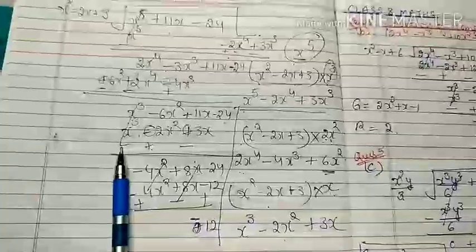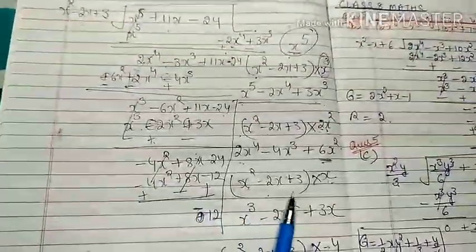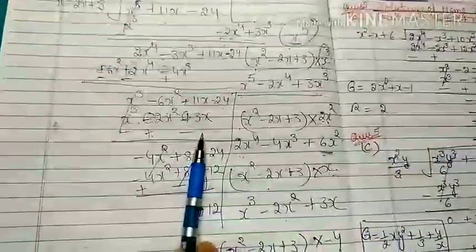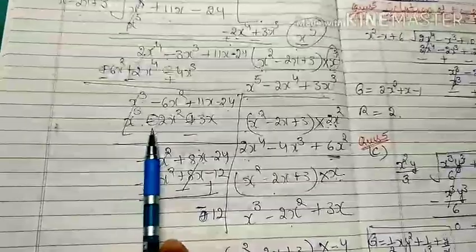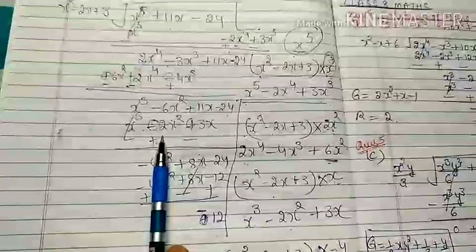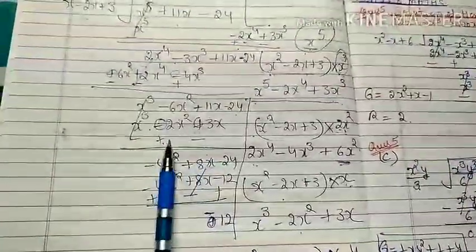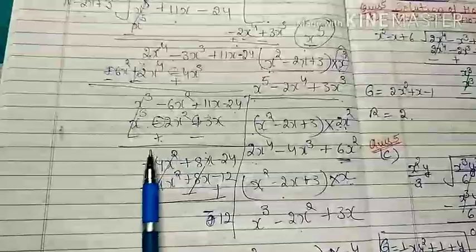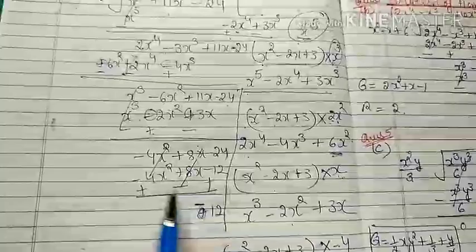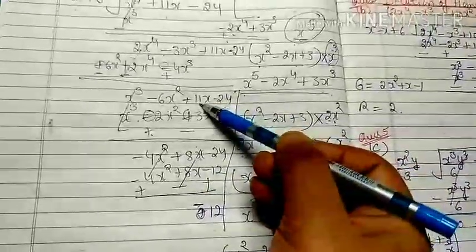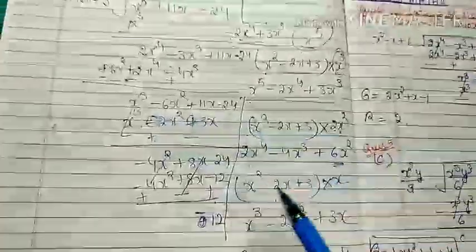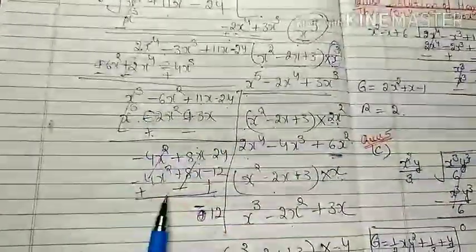Now my next target is to remove x cube, so I multiply x square minus 2x plus 3 with x, gives me x cube minus 2x square plus 3x. So I write under the like terms, subtract, because in subtraction in column method you very well know that in the downward polynomial equation, sign is changed. So this is subtracted. Minus 6 plus 2 gives me minus 4x square plus 8x minus 24. Plus 11 minus 3 gives me 8x minus 24 as it is, because that was the topmost polynomial. So only the downward polynomial sign will be changed.